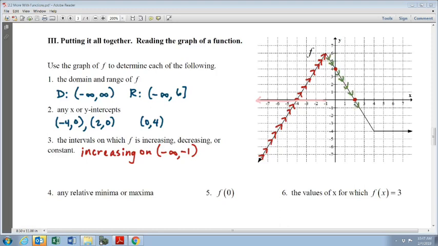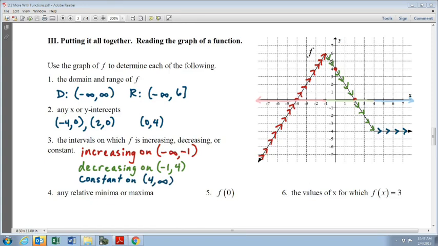And then now we're decreasing until we get to where x is equal to 4. So when x goes from negative 1 to 4, that's where we're decreasing. And notice now the function's going to be constant. And then again, that starts when x is 4, and it's going to be that way from now on. So from 4 to infinity, we're constant.